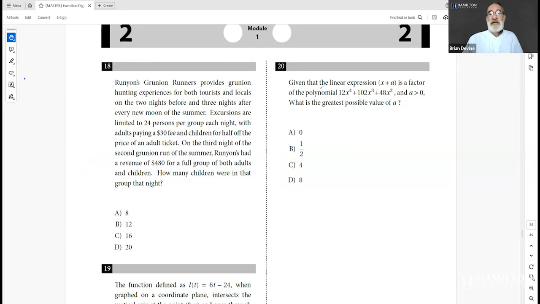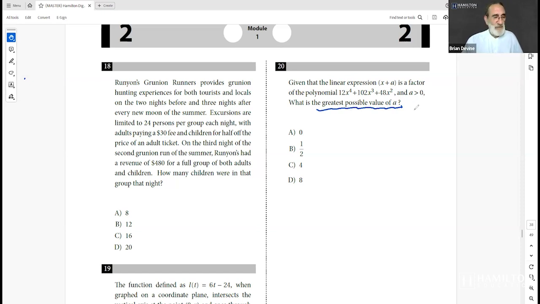Question 20. Given that the linear expression x plus a is a factor of the polynomial 12x to the fourth plus 102x cubed plus 48x squared, and a is positive, what is the greatest possible value for a? Well, you could graph it again. You could graph that. Find the zeros. See where it crosses the x-axis. And then take the one that answers the question.